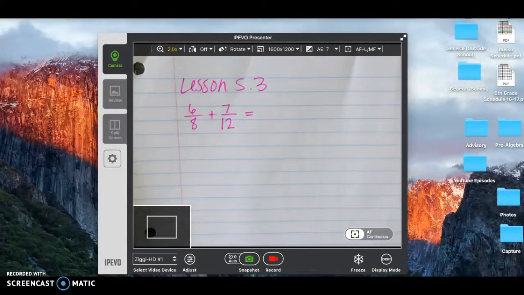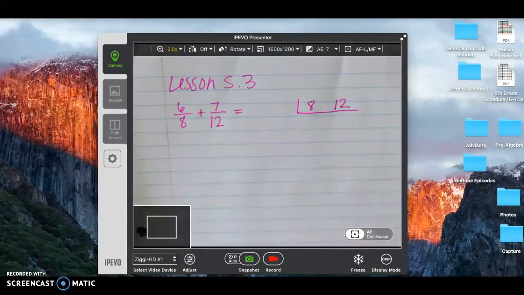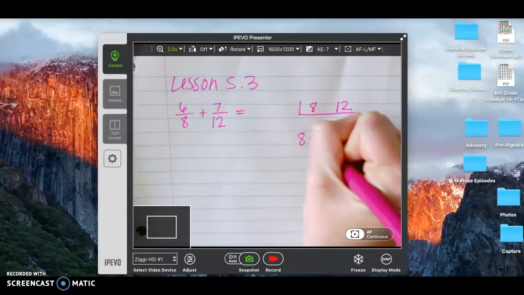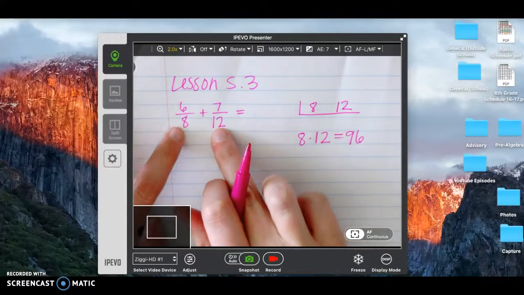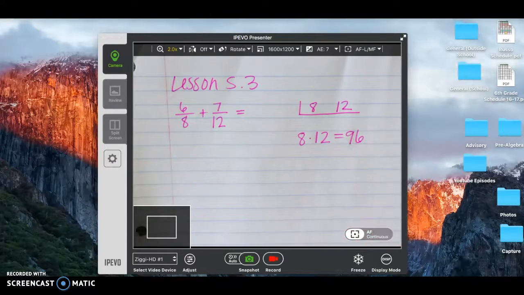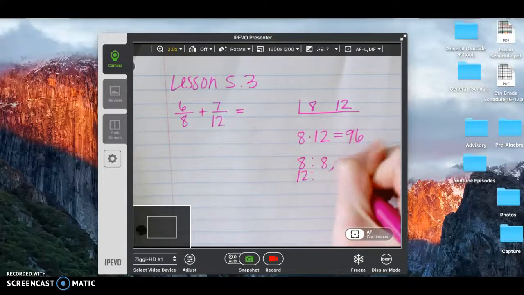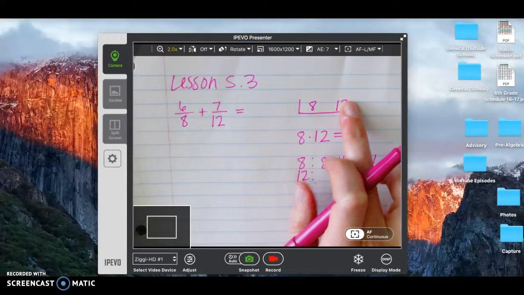So a couple of different ways we can do this. We can use the ladder method to find the least common multiple of 8 and 12, because that's going to be their least common denominator. Or I can multiply 8 times 12. That's going to give me 96. You can always multiply the denominators, and that's always going to be a common denominator. Or you could list out the multiples of 8 and 12 and see what the first one that they're going to have in common is going to be. So either way you want to do it. To me, this is kind of the easiest.